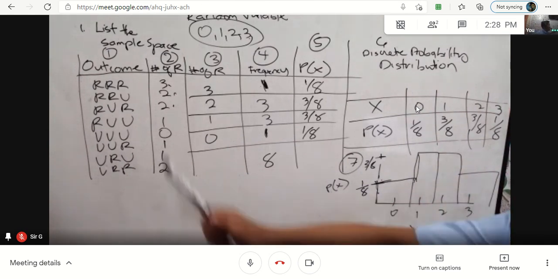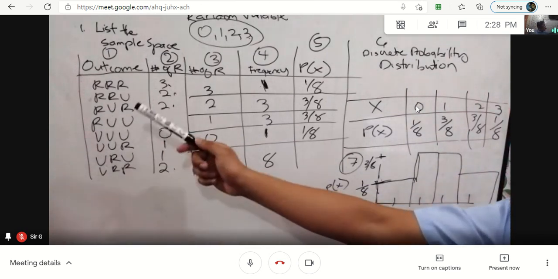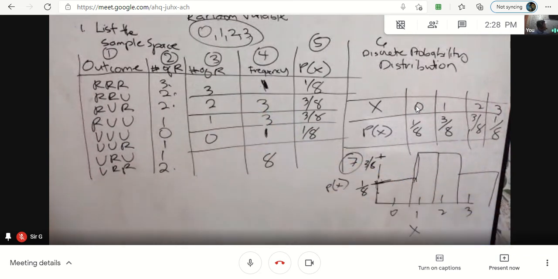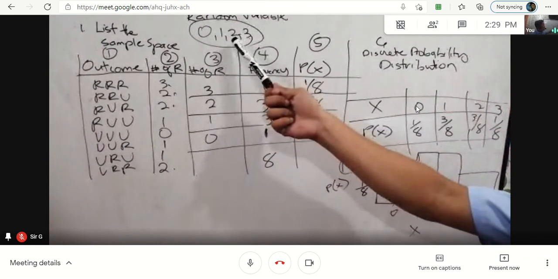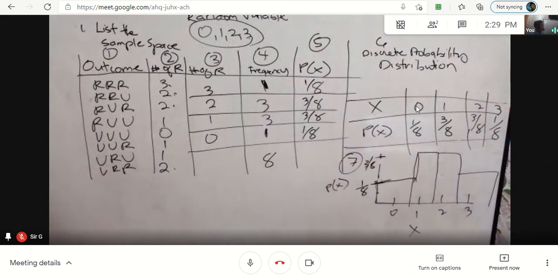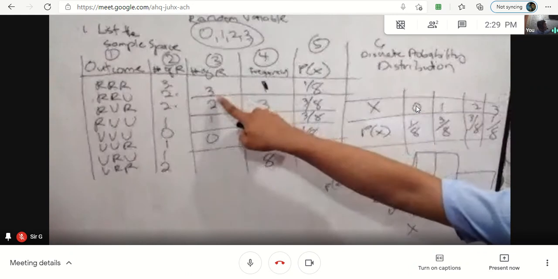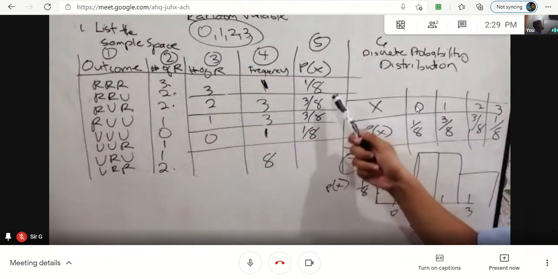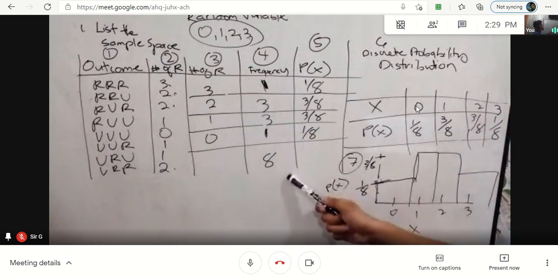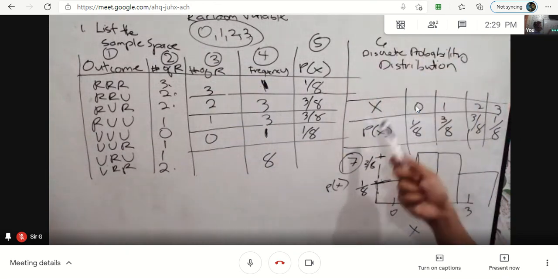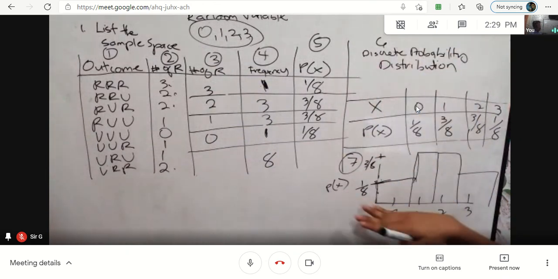Meron tayong first step, list the sample space. Pangalawa, yung random variable nyo. Kasi dito, ripe, depende pa rin yan. Number 3, yung random variable na nakuha nyo dito, decreasing order. Then, hanapin yung frequency. Paano mahanap si frequency? Bilangin nyo kung ilang beses lumabas si random variable dito sa graph number 2. And also, hanapin yung probability. So, 1 over 8, 3 over 8, 3 over 8, 1 over 8. And also, write the discrete probability distribution. Gumawa lang ng dalawang table. And after po that, the histogram.